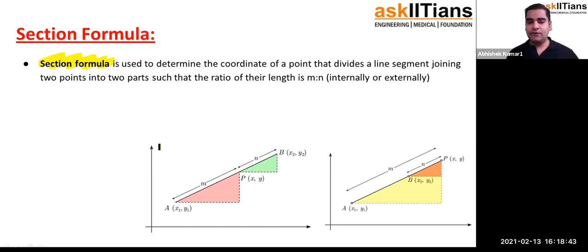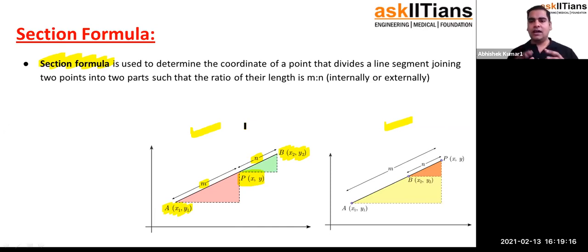For example, if you look at these two figures, the first one and the second one. In the first one, there is a line joining point A, whose coordinates are x1 and y1, and point B, whose coordinates are x2 and y2. This line is divided by point P, whose coordinates we have assumed to be x comma y. And this point P is dividing it in the ratio m to n. That means AP to PB is m to n.